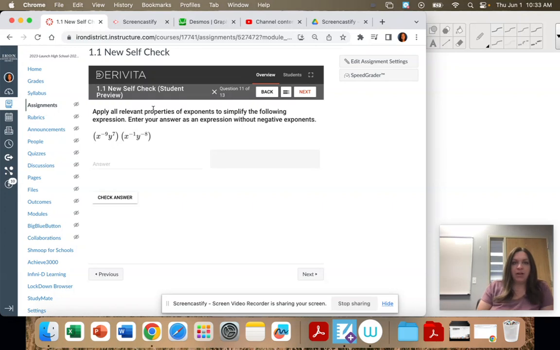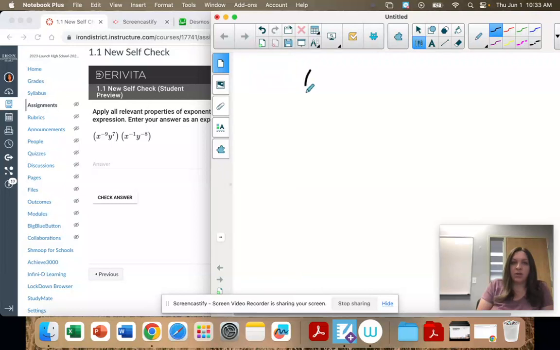Number 11, apply all relevant properties of exponents to simplify the following expression. Enter your answer as an expression without negative exponents. So now we're getting into where it's just variables. We've learned all of these rules, and now we need to apply them.